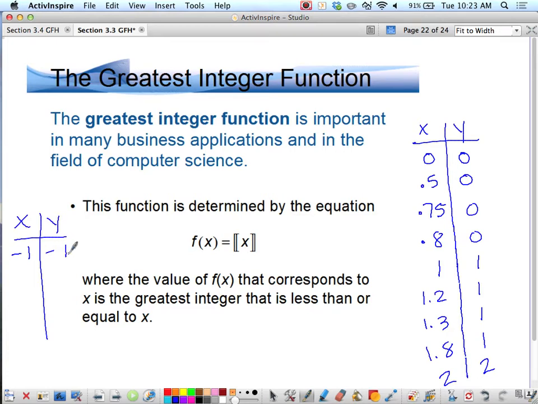So everybody's okay there. Here's the question though. Where does -1.5 go? Does it go to -2 or -1? It goes to the greatest integer that's less than or equal to it. So less than -1.5 is -2. So people have a little bit of trouble with the negative. That's where we're going to spend most of our time talking about this.